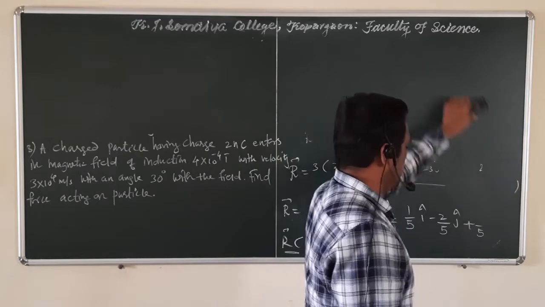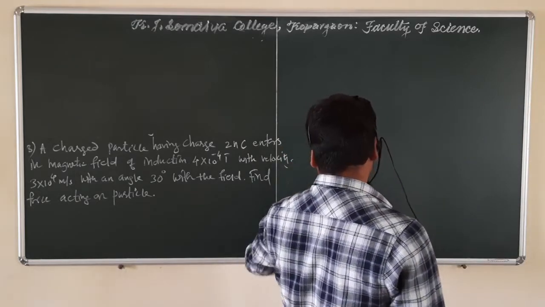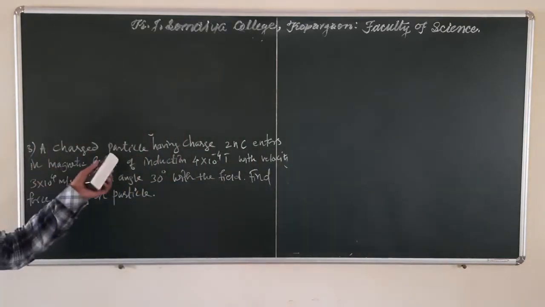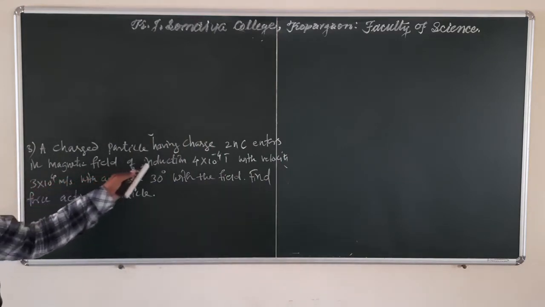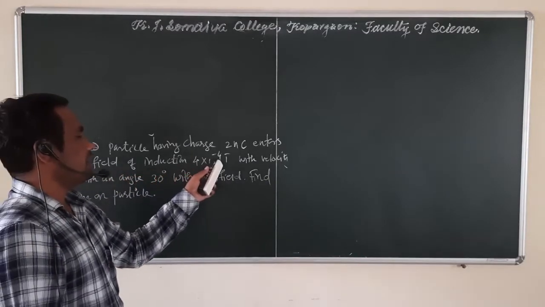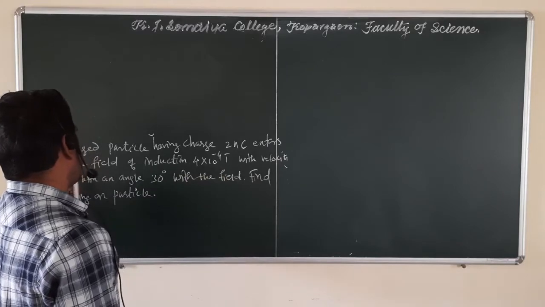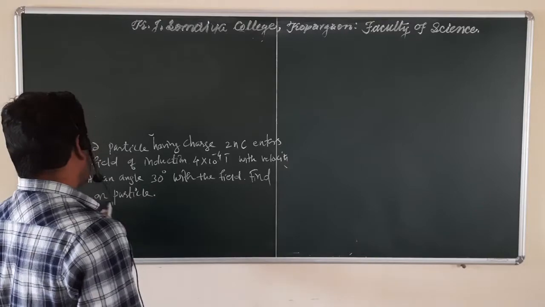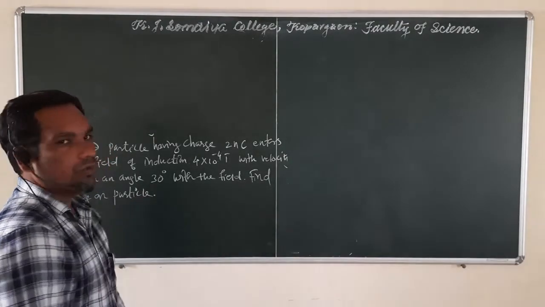The third problem is slightly different from these previous two problems, which is: a charged particle having charge of 2 nanocoulomb enters a magnetic field of induction 4 into 10 raised to minus 4 Tesla with a velocity 3 into 10 raised to 4 meter per second with an angle of 30 degree with the field. Find the force acting on the particle. Okay, so we have to find the magnitude of force.